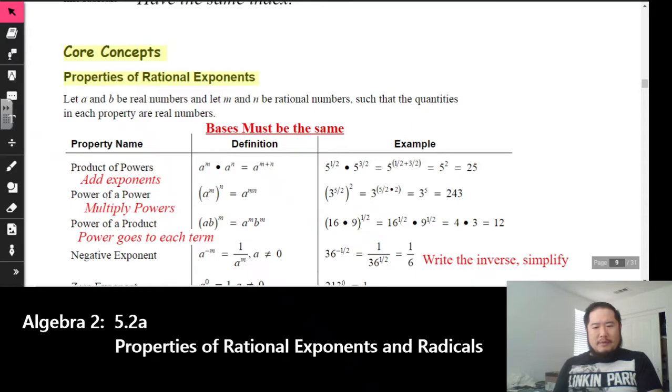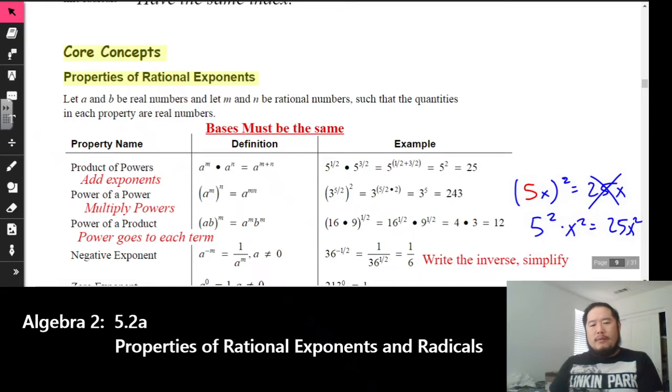What oftentimes happens right here is this. Let me give you a little example. Oftentimes I'll see, let's say, 5x to the second power, and the answer I'll usually get is 25x. So according to this, what they're saying is that this is wrong, because it needs to be 5 squared times x squared. So this is going to be 25x squared, which should be the simplified form. And that's the rule that needs to be applied when we have a power of a product.